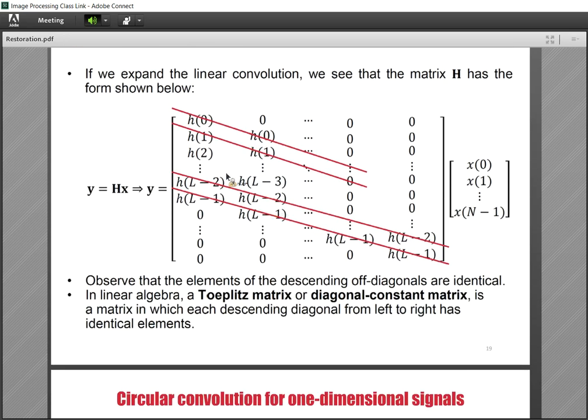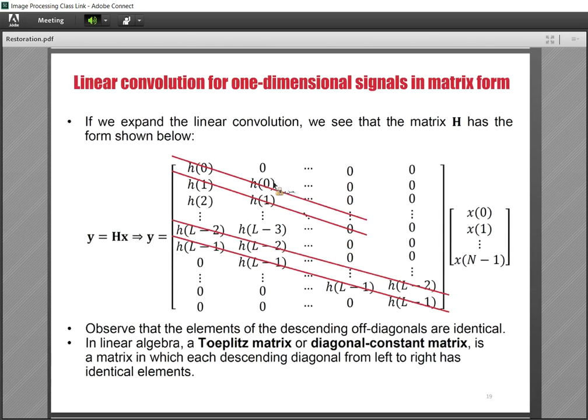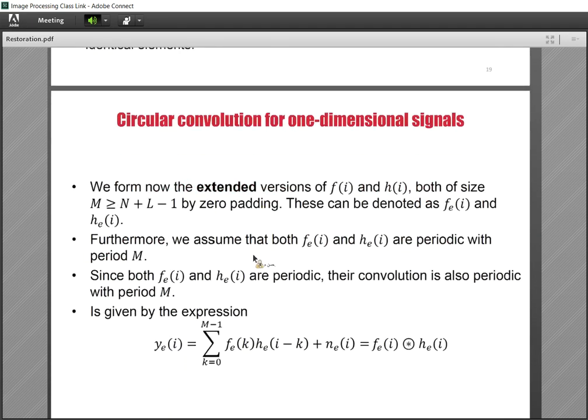This time for one-dimensional. Observe that the elements of the descending diagonals, these items, are identical, h0, h0, h0. In linear algebra, this is a Toeplitz matrix, or diagonal-constant matrix. These diagonals are constant, h0, h0, h0, h0. It is a matrix in which each descending diagonal, from left to right, has identical elements, and this time this h is the same, and this is good for us for simplifying.